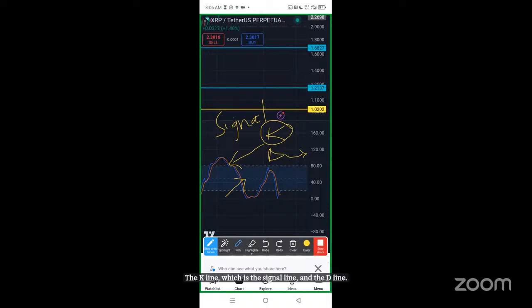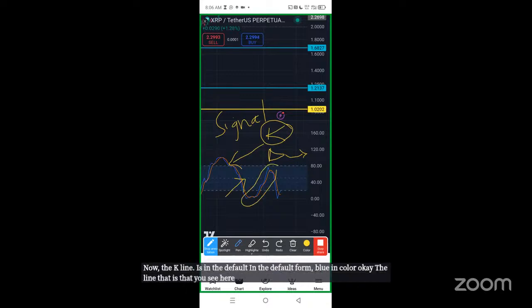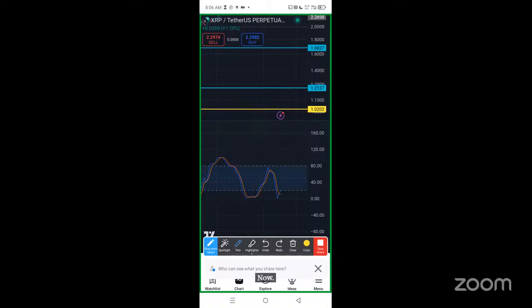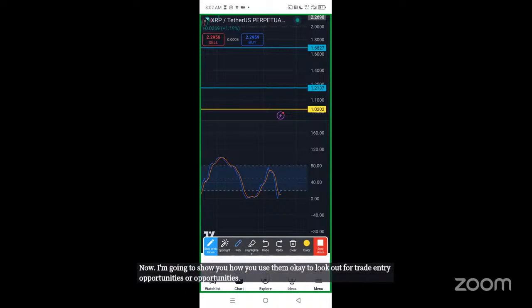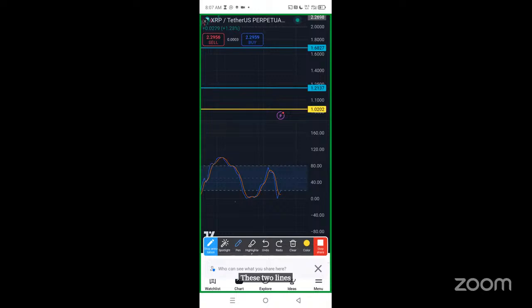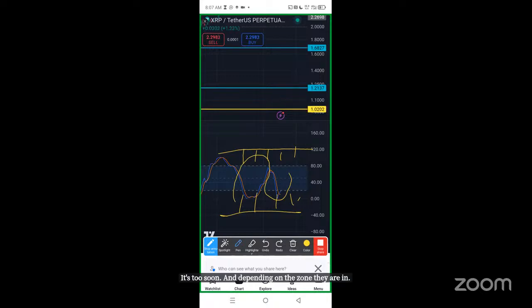Now, the K line in the default form is blue in color. It is the line that you see here, blue in color, and the D line is the orange line. Now, I'm going to show you how you use them to look out for trade entry opportunities or exit opportunities. These two lines move between these two zones, and depending on the zone they are in, there is a significance to each of them.